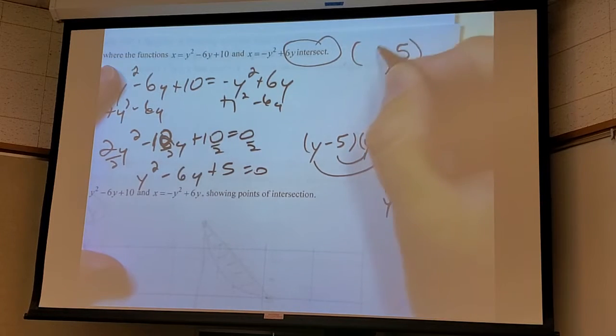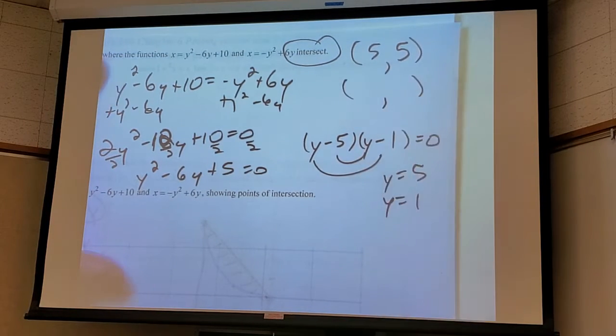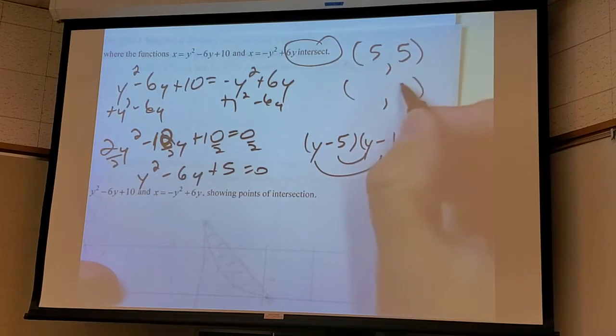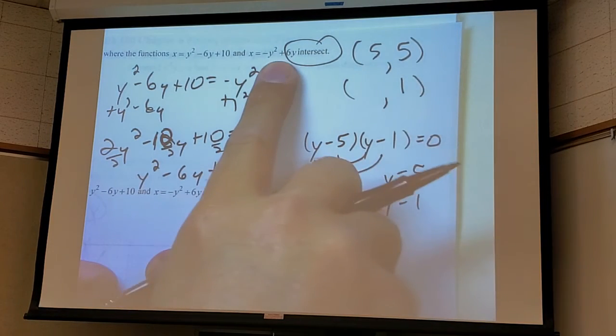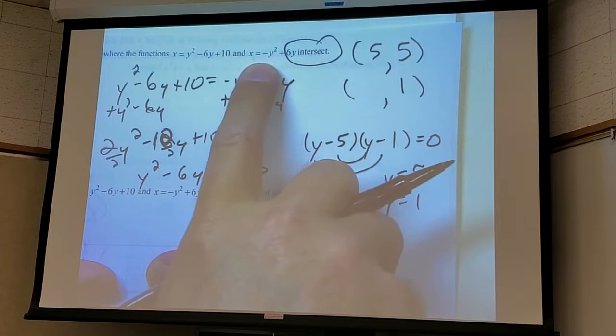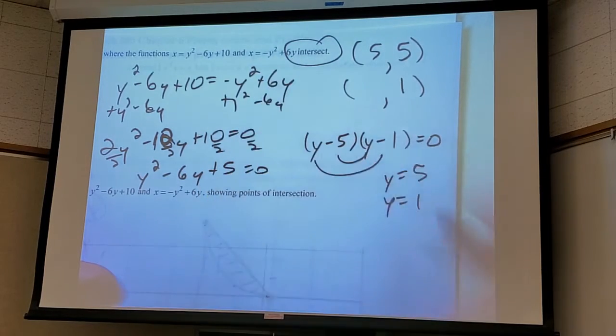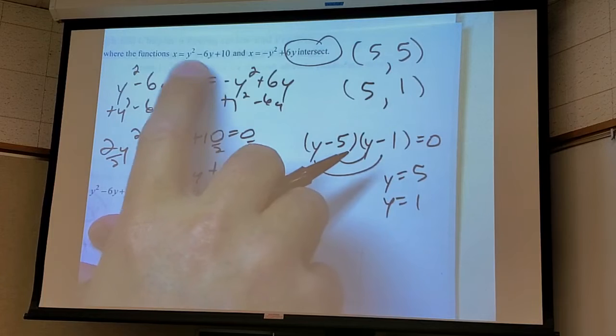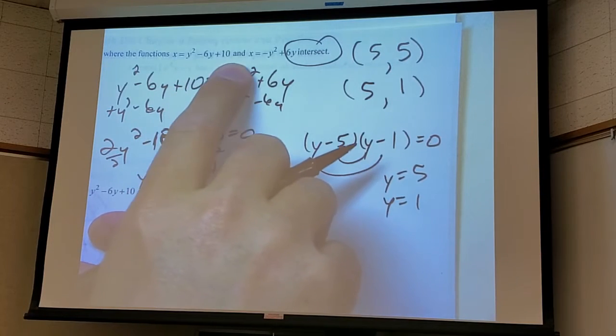So what's the other point? When y is 1, put a 1 in. Negative 1 plus 6, 5. Let's check this one. 1 minus 6 is negative 5 plus 10 is 5. Crazy.